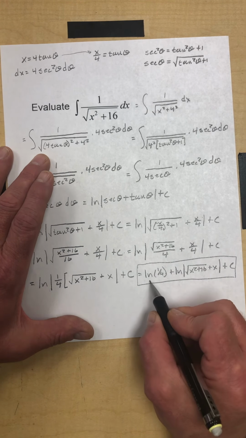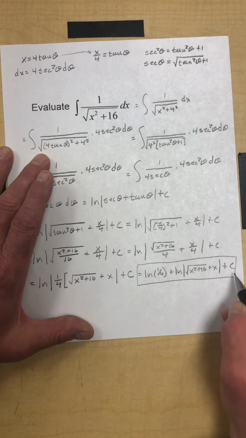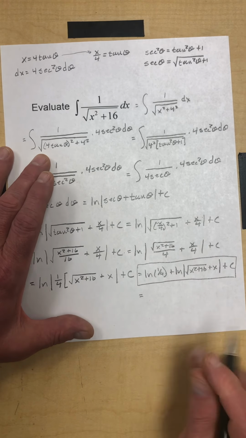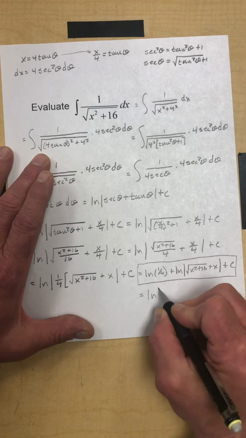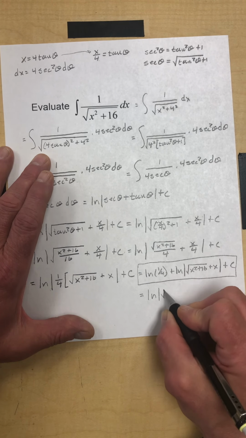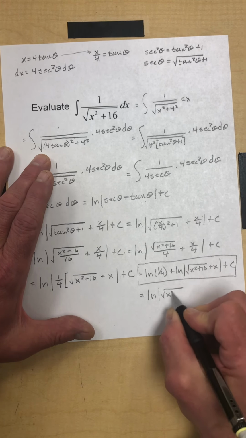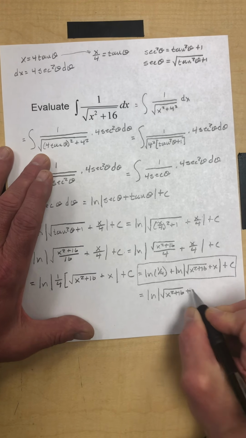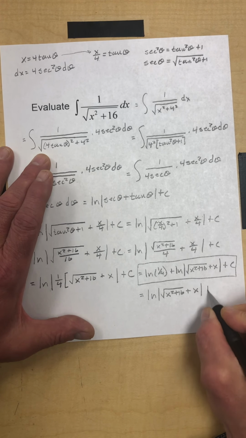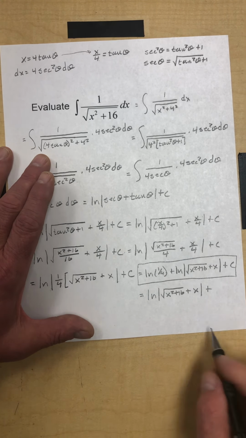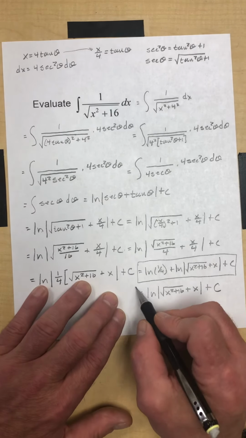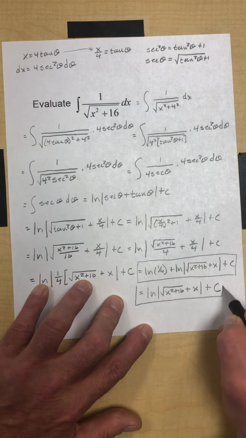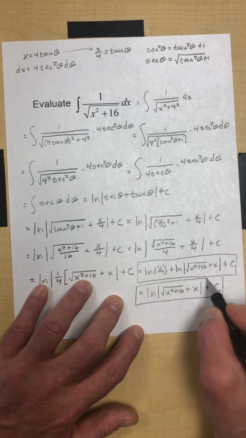Okay, but again, this is a constant, that is a constant, so we know constants are always similar terms, so we could add them together. And so we get the natural log of the absolute value of the square root of x squared plus 16 plus x, plus some constant of integration, call it whatever you want. I'm just going to continue to call it c. And so we have what I would consider two acceptable forms.